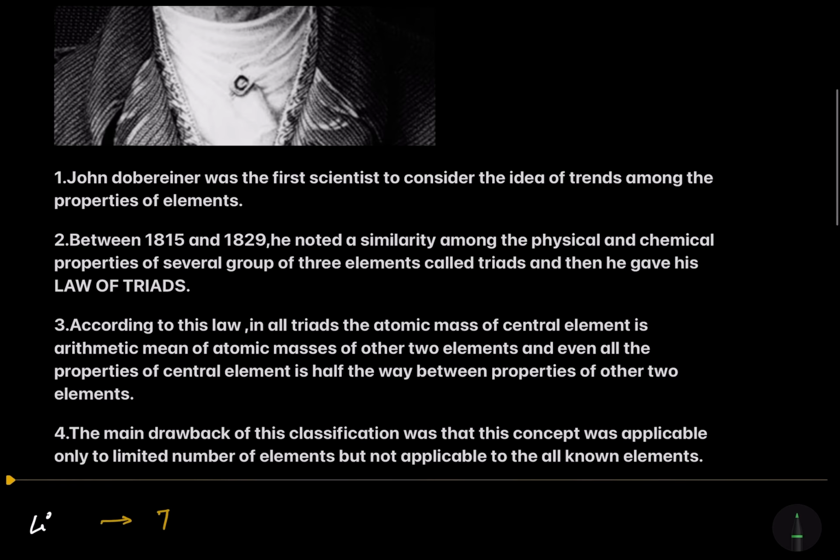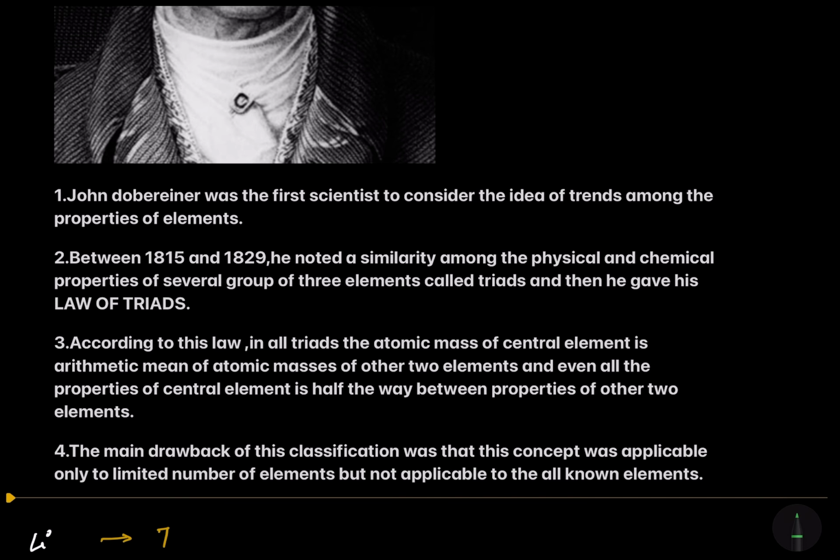So let's come to the fourth point over here. Let's talk about the drawback of Dobereiner's law of triads. The main drawback of this classification was that this concept was applicable only to a limited number of elements, but not applicable to all the known elements at that time. So this was the drawback.